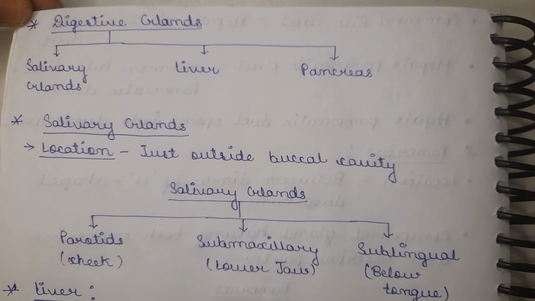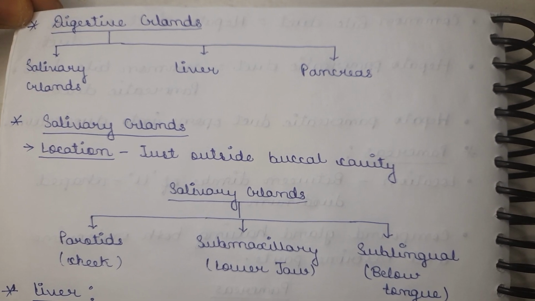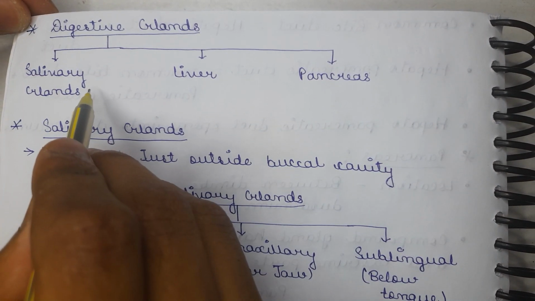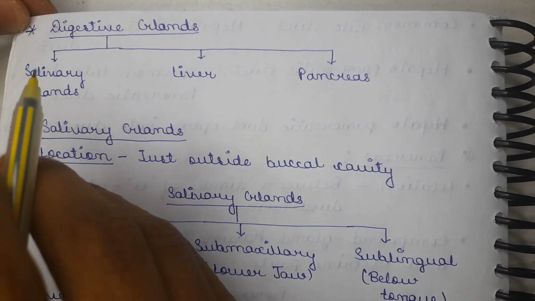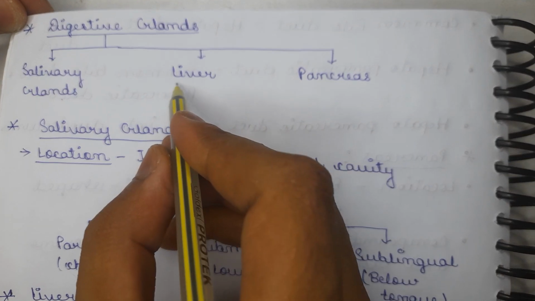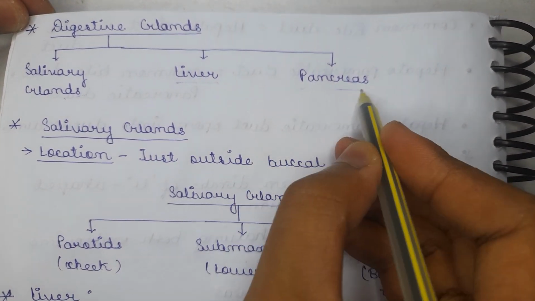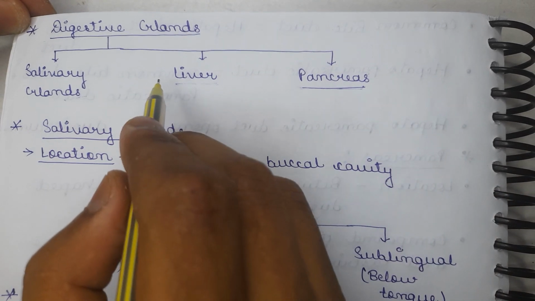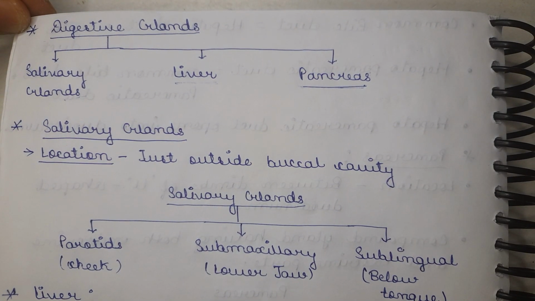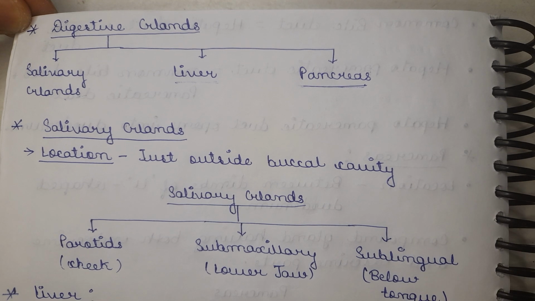Hello everyone. So our new topic in this chapter is the digestive gland. We all know that in our body there are many digestive glands that help in the process of digestion of the food. Some of the digestive glands are the salivary glands, present in the buccal cavity, the second one is the liver, and the third one is the pancreas. All these digestive glands secrete some types of enzymes or hormones that help in the process of digestion of the food.